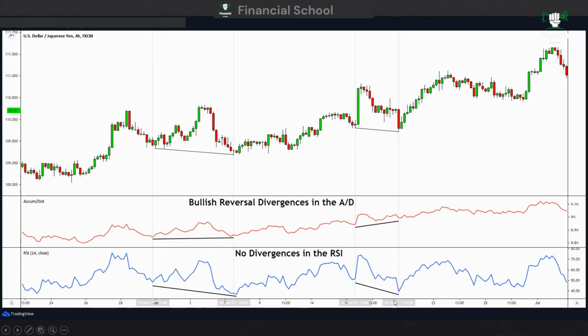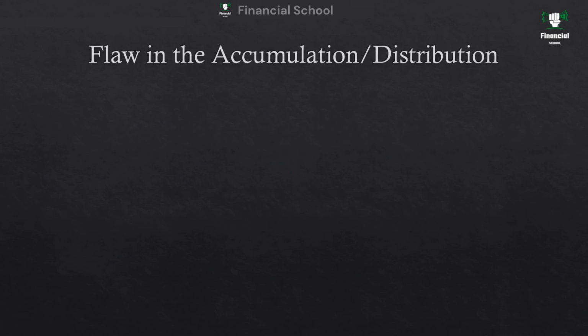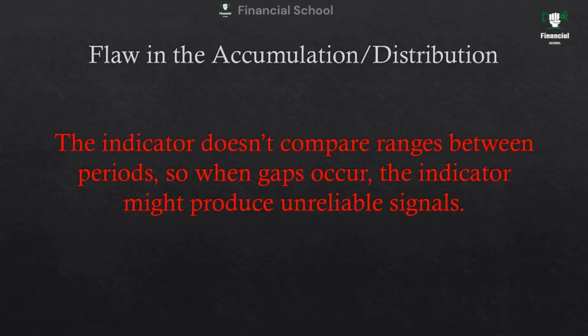It's a similar situation to the comparison between the RSI and the money flow index. Sometimes the volume-based oscillators or accumulators will display divergences that the momentum oscillators are not able to capture. One major flaw of the accumulation distribution indicator is that its formula doesn't compare the price range between periods. So when gaps occur, for example, the indicator and price action will become out of sync and will produce unreliable signals. Another interesting volume indicator is the volume profile.